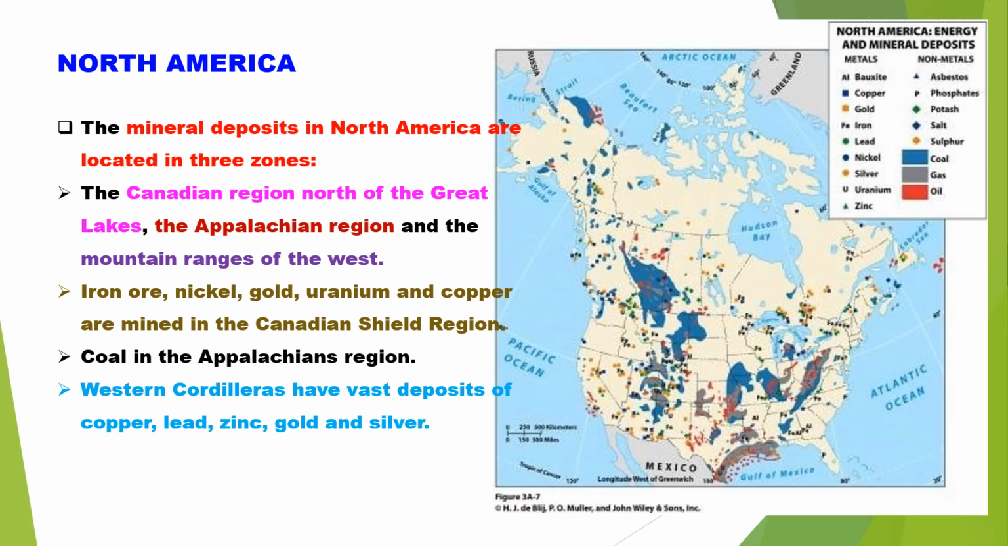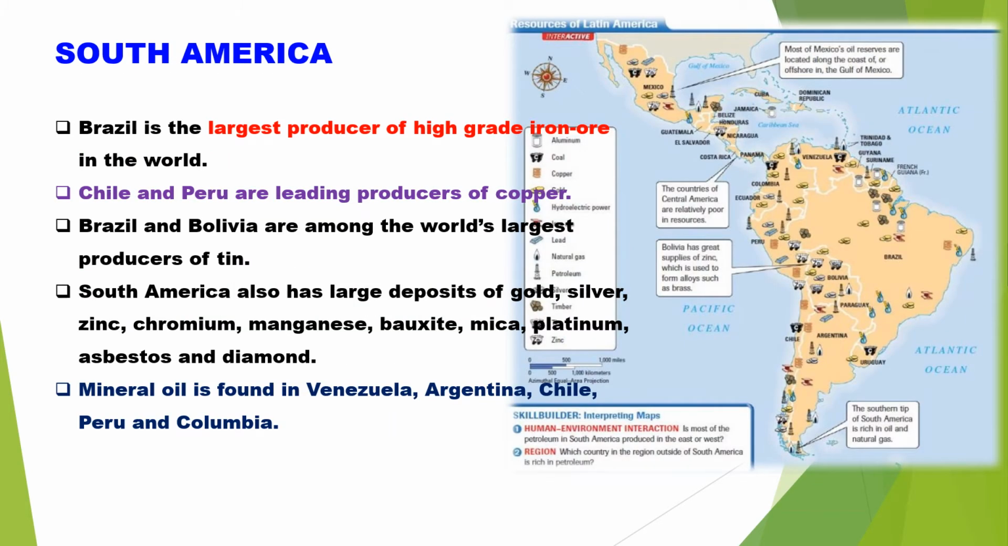The Canadian region, which is found on the north of the Great Lakes, is one of the regions where we could find iron ore, nickel, uranium, and copper. Gold is also found to a larger extent in that Canadian region. In the Appalachian region, which is present in the middle of North America, we could find a lot of gold. And in the mountain ranges on the west, we get a lot of copper, zinc, and silver. So North America is one such continent which has the largest extent of distribution of minerals.